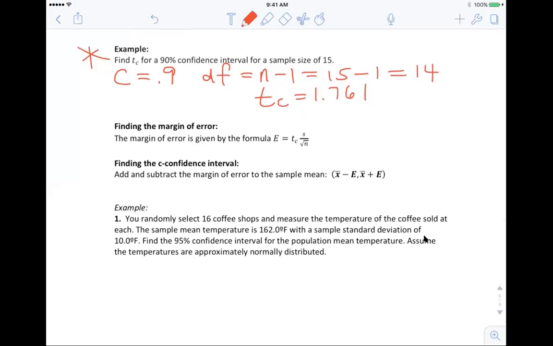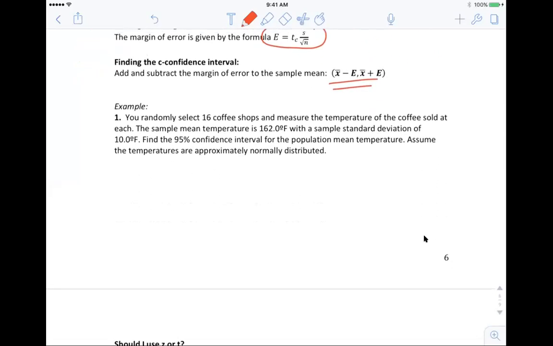So there it is, the t_c 1.761, we've got that. Now, doing confidence intervals, you're going to find the margin of error. There's your margin of error formula. Right? Notice it looks like 6.1. It just has t instead of z and s instead of sigma. Okay, and then you're still going to do that add and subtract thing. Okay, so let's try this example.